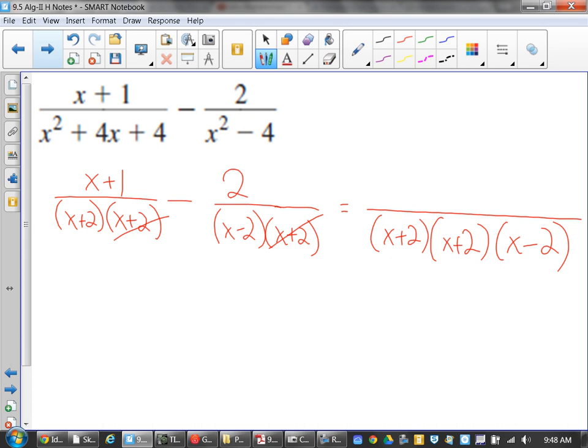Okay. So now if I come back, I didn't mean to erase this. Cross that off, sorry. So now if I look at the fraction on the left, notice what it already has. It has 2 of the x plus 2's. What is it missing? X minus 2. So you have to multiply it by x minus 2. That's it. So the top is going to be x plus 1 times x minus 2. The fraction on the right then, it's missing a what? It's missing one of the x plus 2's.